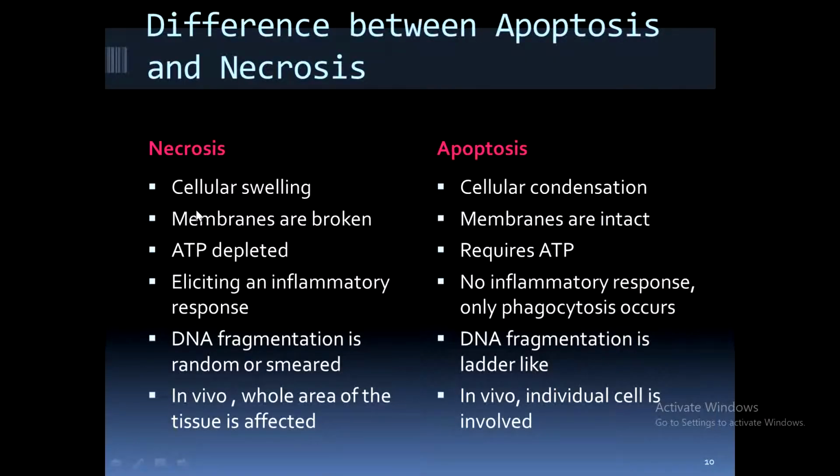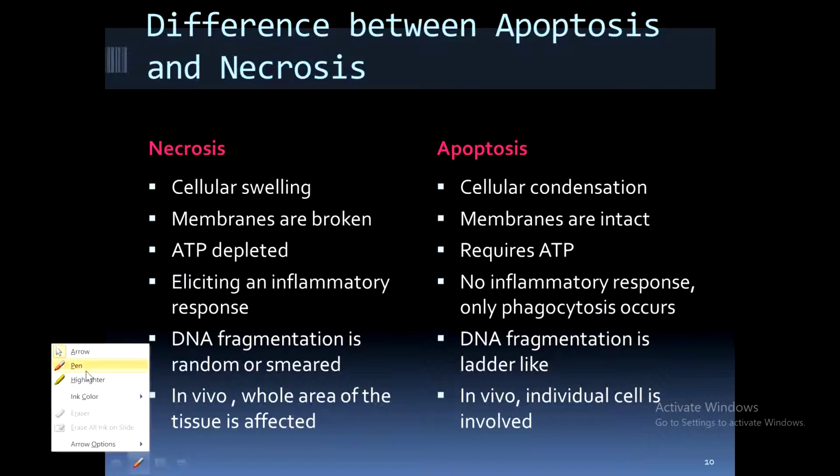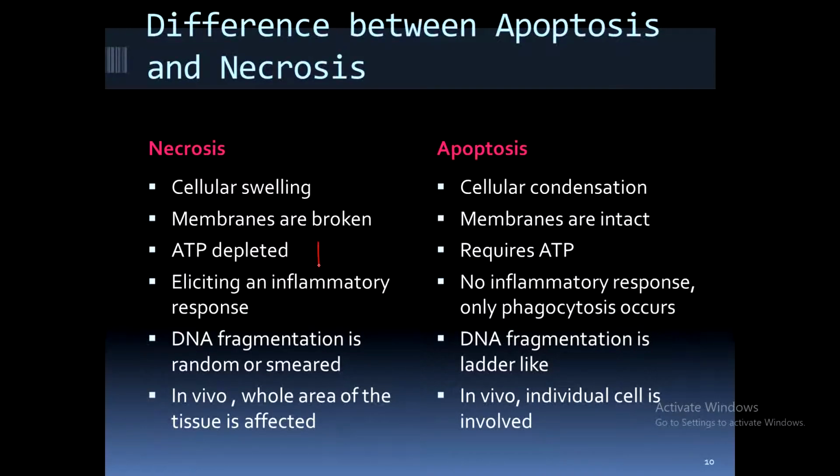So the differences: in necrosis we have cellular swelling, while in apoptosis we have cellular condensation. In necrosis membranes are going to be broken up, but in apoptosis membranes are going to remain intact. As I have already told you, in necrosis there is ATP depletion because of the lack of oxygen, and the injury is going to happen. But in apoptosis, because it is a process that normally happens within the body, it requires ATP. In necrosis there is an inflammatory response alongside the cell, but in apoptosis there is no inflammatory response.